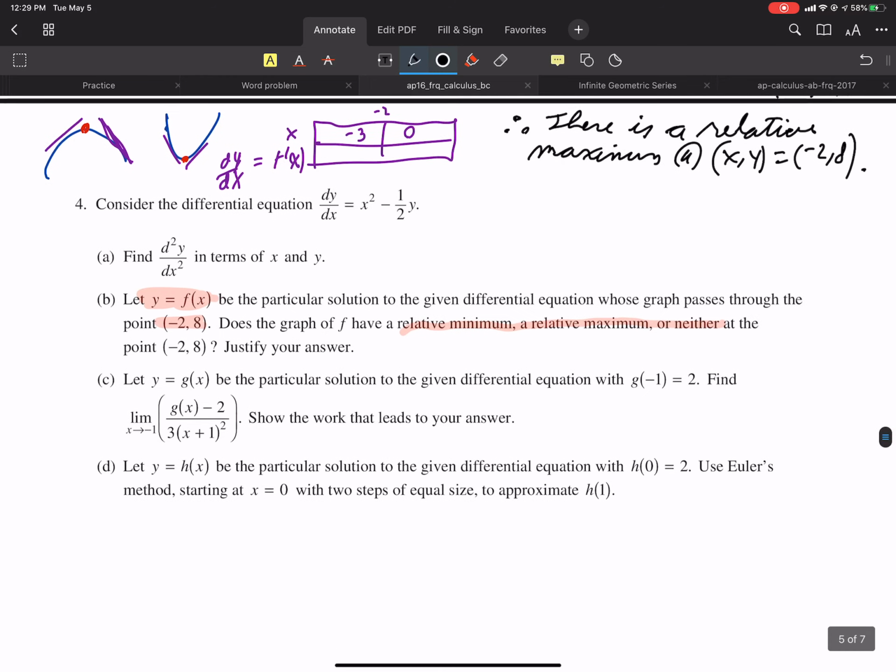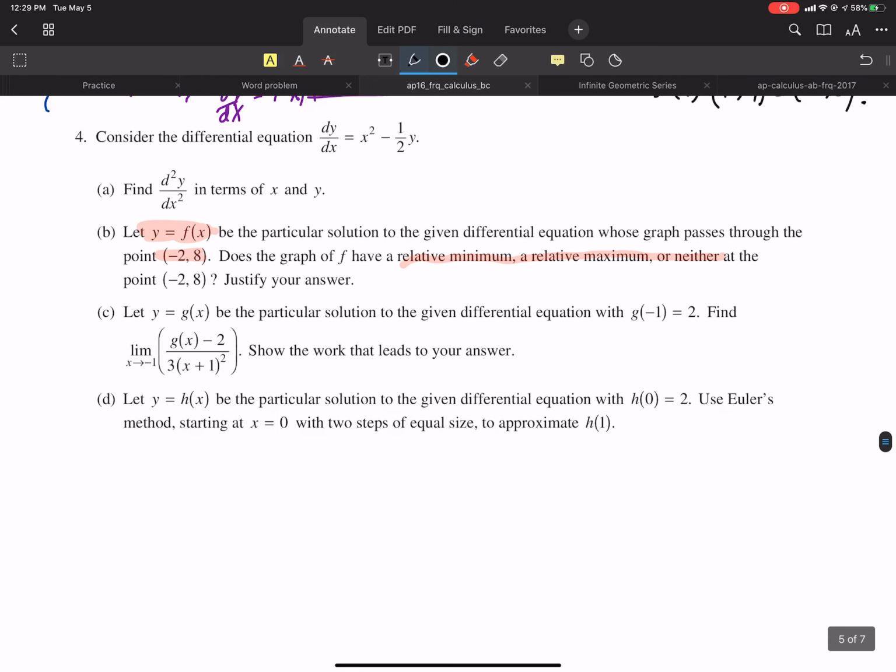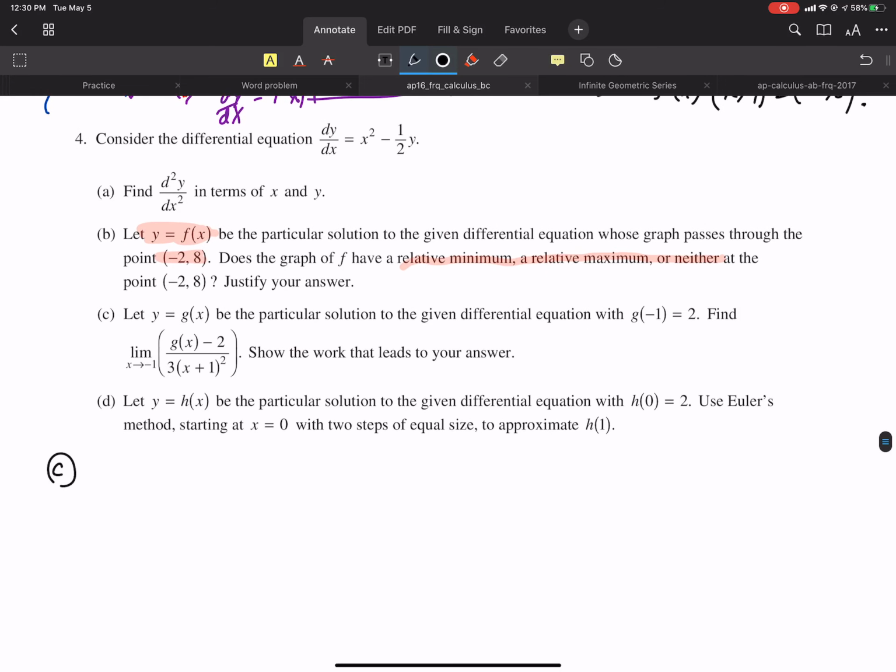Let's keep on moving. We have 2 more things to do. Part C. So we want the limit of that function. I will just copy that down.